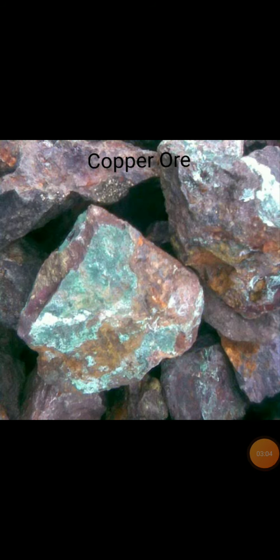Remember the definition. You can say it as minerals that contain a very high percentage of a particular metal, and that metal can be extracted from it. This type of mineral is called an ore, or else you can say a naturally occurring solid from which metal is obtained is called an ore. In this picture you can see copper ore, which means copper is obtained from this. So this is an example of copper ore.